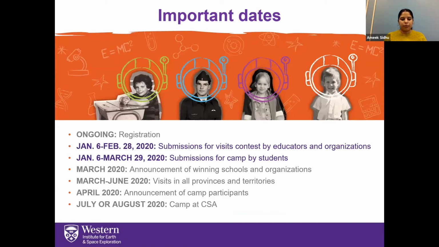There are important dates that I want you all to remember: our registration is still going. There are activities that you have to complete. Educators and organizations will have to do at least one activity, and once they have completed it, they can submit it and they'll be in a draw, with a chance for a professional space scientist or an astronaut to visit your organization.